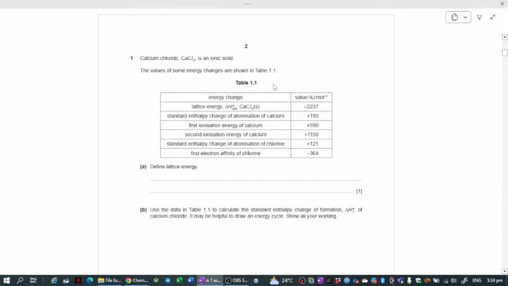So question 1 starts off with calcium chloride as an ionic solid, and the values of some of the energy changes are given in this table. And for 1 mark, they ask us to define lattice energy. So what is the lattice energy?